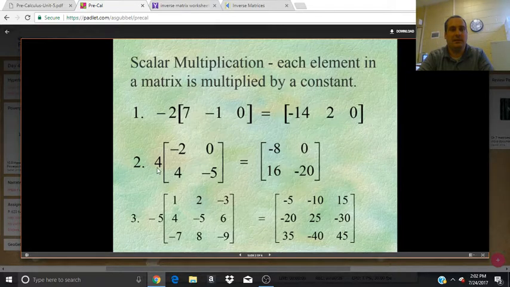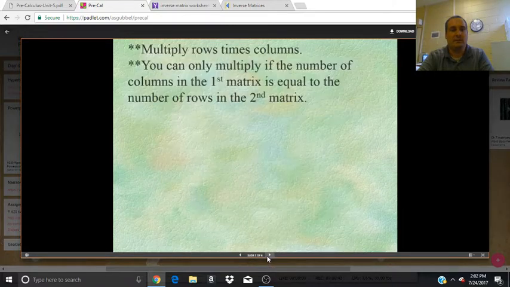Scalar is pretty easy. So like this one here, you take 4 times -2, 4 times 0, 4 times 4, 4 times -5. And your answer is -8, 0, 16, 20. That's it for a scalar.